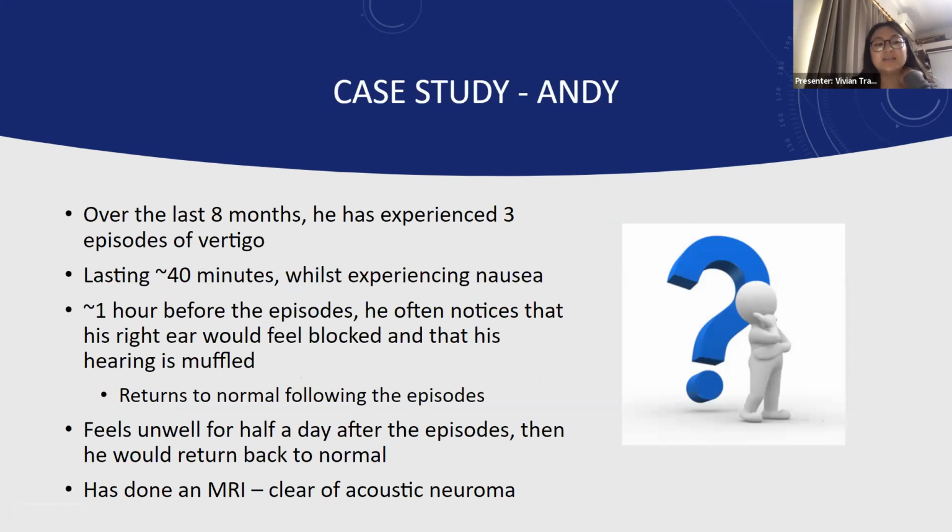We have Andy here, and over the last 8 months, he's experienced 3 episodes of vertigo, which last around 40 minutes each, and he's experiencing nausea with them. Around 1 hour before the episodes, he would sometimes notice that his right ear would feel blocked and that his hearing is muffled, and then it returns back to normal again. He feels unwell for half a day after the episodes, and then he returns back to normal. He has had an MRI, and it's come out that he's clear of an acoustic neuroma.